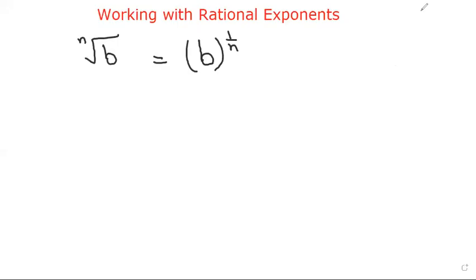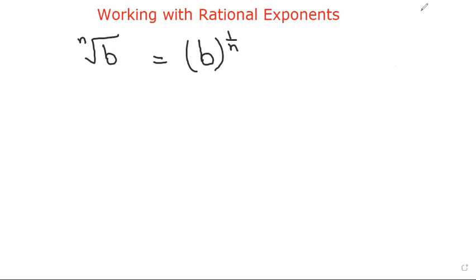Working with rational exponents means we have to work with the root as well. It depends on what the root is. Let's suppose here the root is the nth root. We can see it's the nth root of b. So how do we write it in an exponential form? We just write b as it is, the variable, and the nth root we have to write in a fractional form. So we have to write it like b to the power 1 by n.